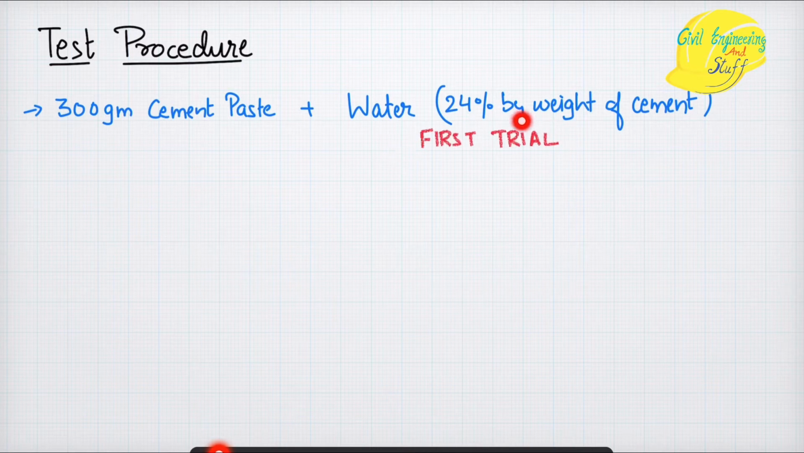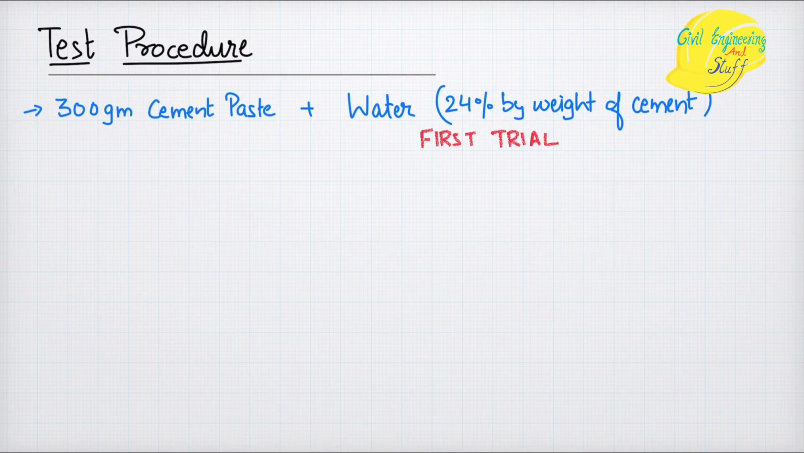This is the first trial. If in the first trial we get the desired penetration value, then this is the standard quantity of water. If we do not get the standard penetration value, then we will increase or decrease the quantity of water based upon the observation that we obtained, right?